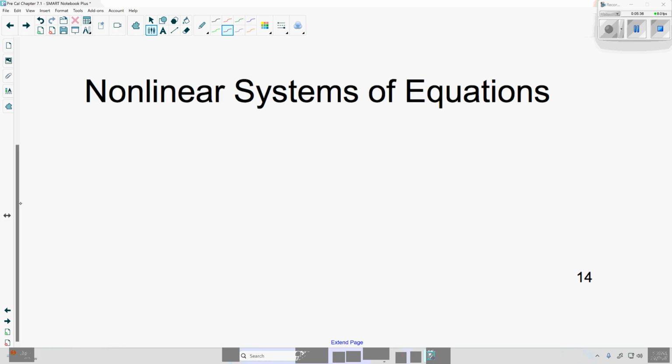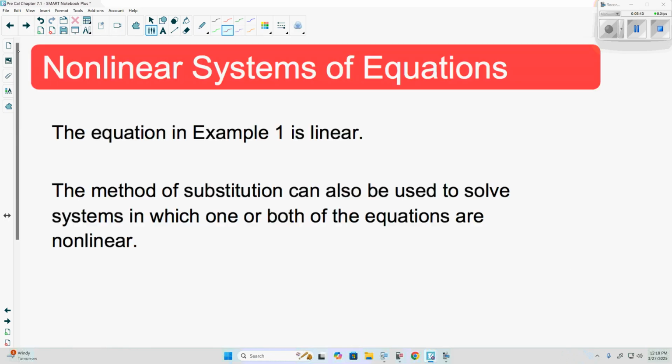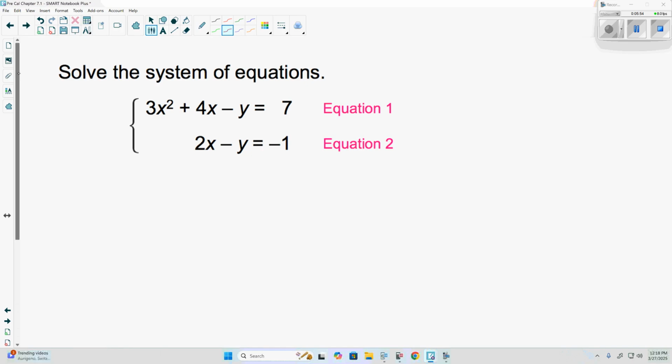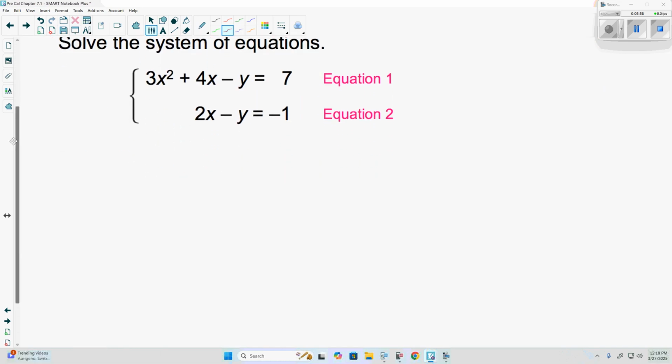All right. Let's look at nonlinear systems of equations. Now nonlinear systems of equations could mean a lot of different things. But the main thing is that at least one of the two equations isn't linear. That's all it's saying. So we can still use substitution. So we have this equation here: 3x squared plus 4x minus y is equal to 7, and 2x minus y equals negative 1.